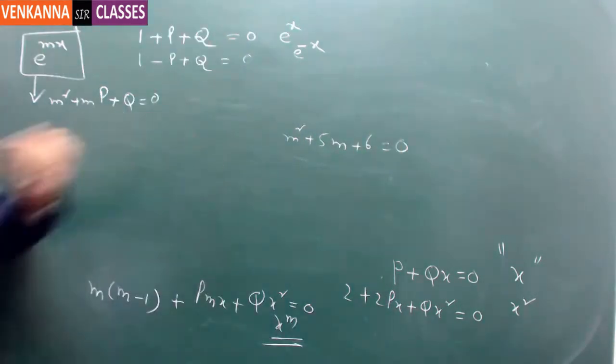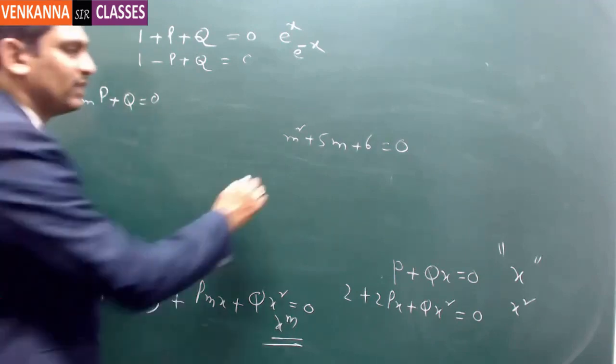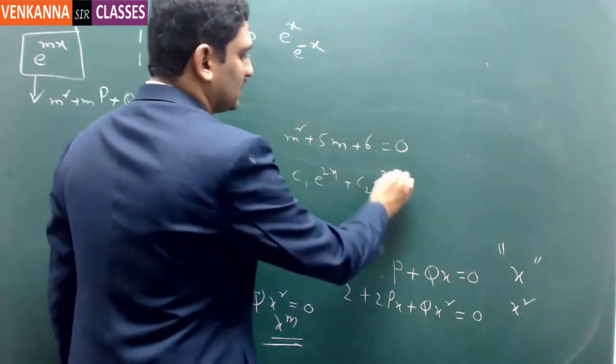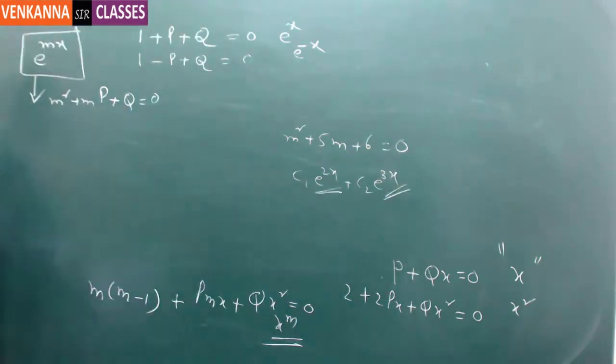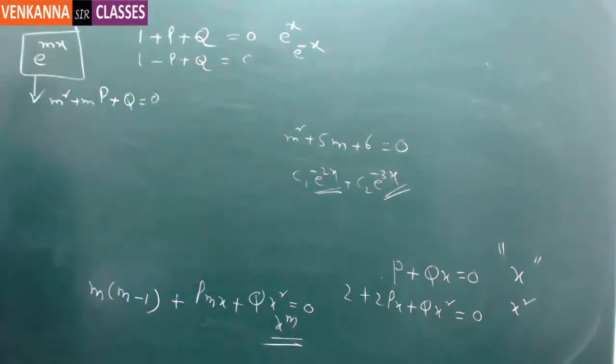Now, what are the roots of it? 2 and 3. Then, if you calculate yc, it is c1 e power 2x plus c2 e power 3x. So, e power 2x is a function and e power 3x is another function. Accepted? Okay. Minus 2x, minus 3x. Accepted all?